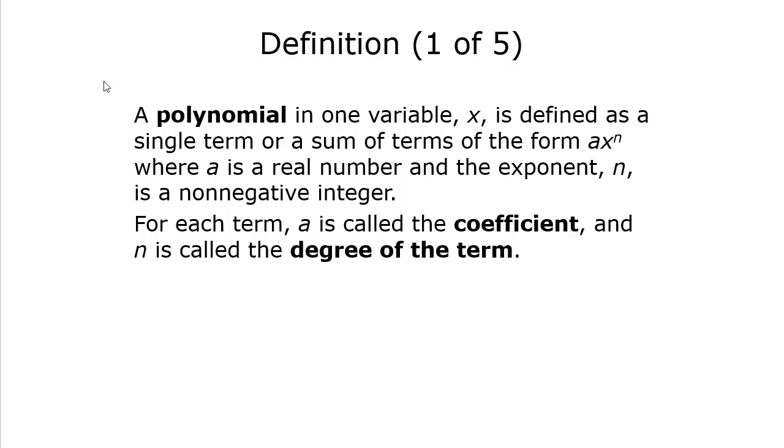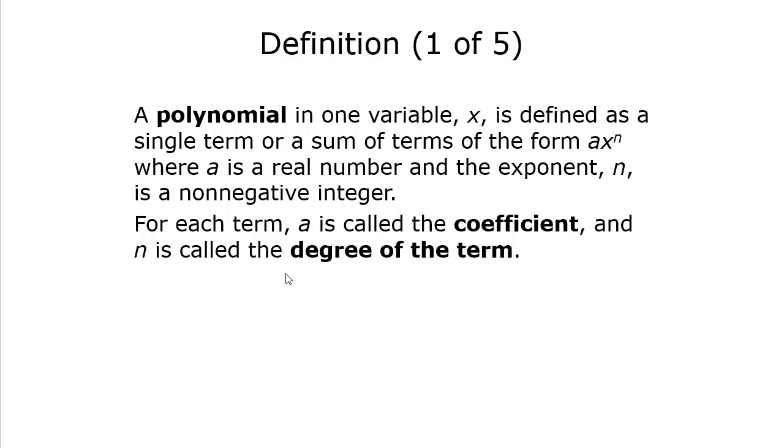So like I said, the a in front is called the coefficient. And then n is called the degree of the term. Well, n is the degree of each term. The largest degree that any term takes is the degree of the polynomial.